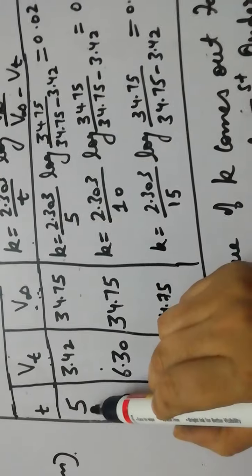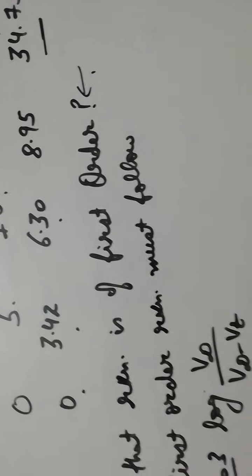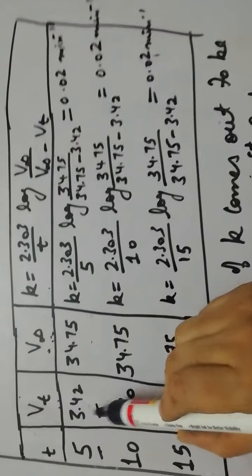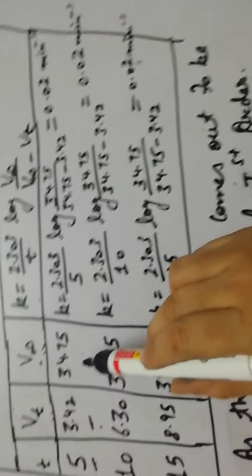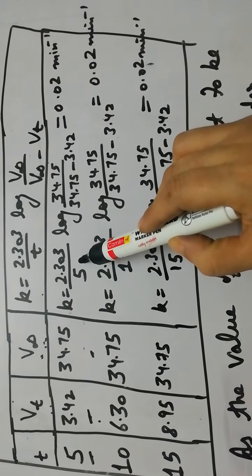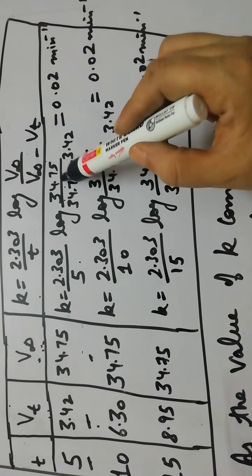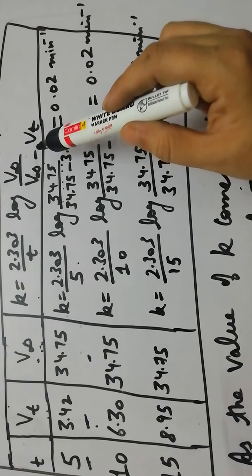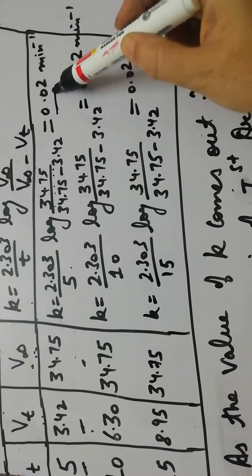So let us start. Initially the time is 5 seconds. Volume of oxygen is, you can see from the table, it is given in the question, 3.42. V infinity is also given, that is 34.75. So value of K is equal to 2.303 upon T, T is 5 seconds, log V infinity value is 34.75 over V infinity minus Vt, that is 34.75 minus 3.42. It comes out to be 0.02 minutes inverse.